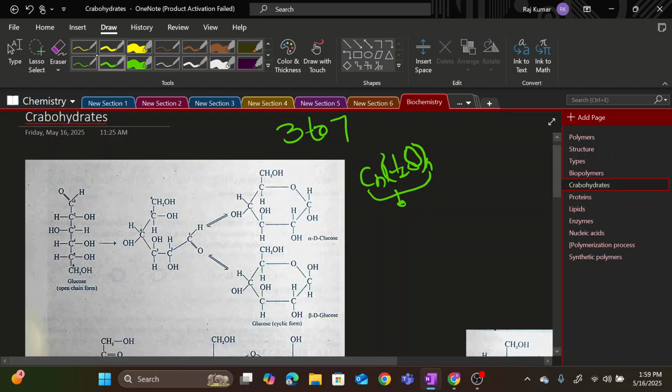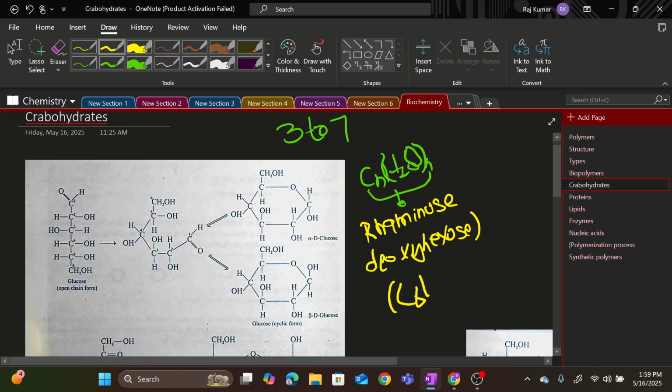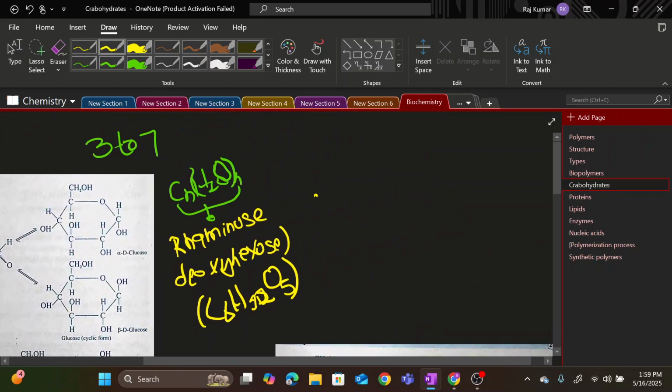For example, rhamnose is a deoxyhexose sugar. Its formula is C6H12O5. And there is another sugar, most commonly known as deoxyribose, which has the formula C5H10O4. These are not following this rule.